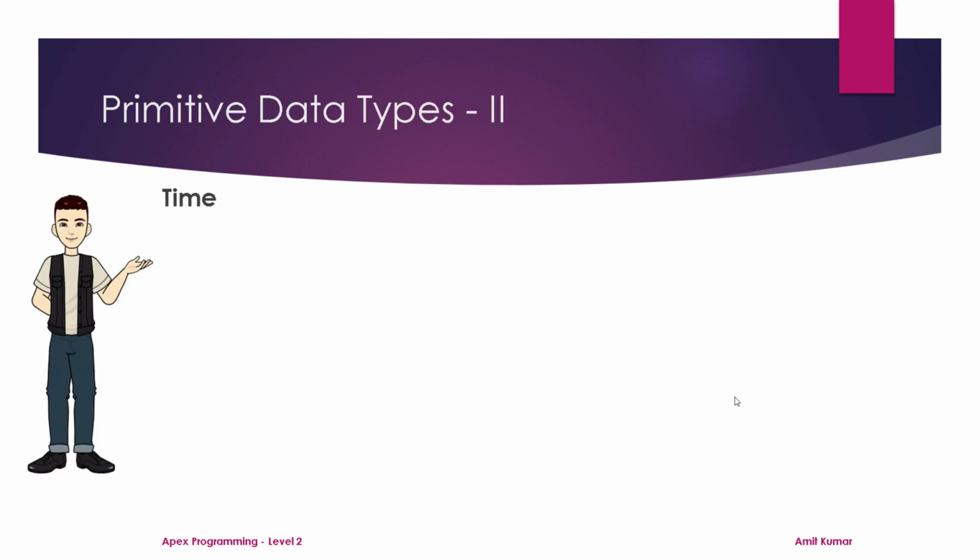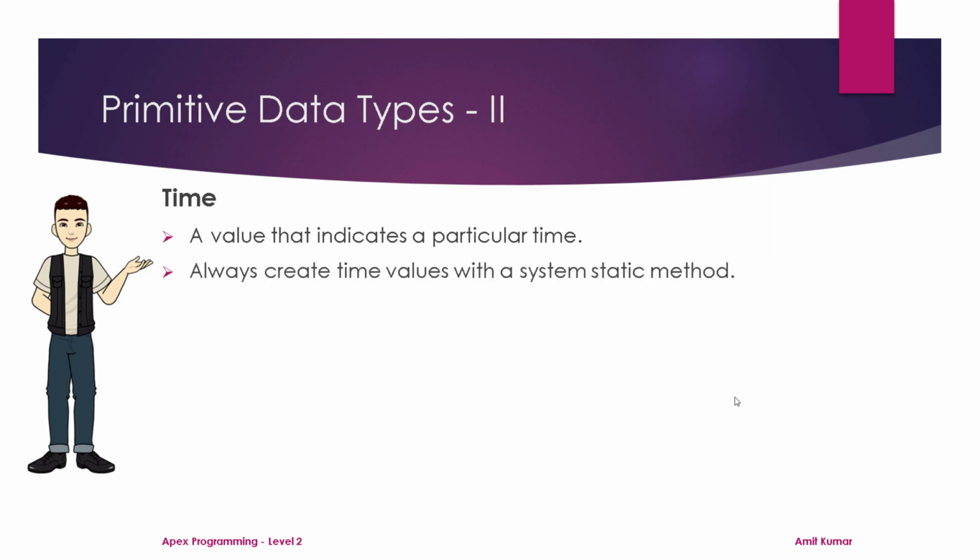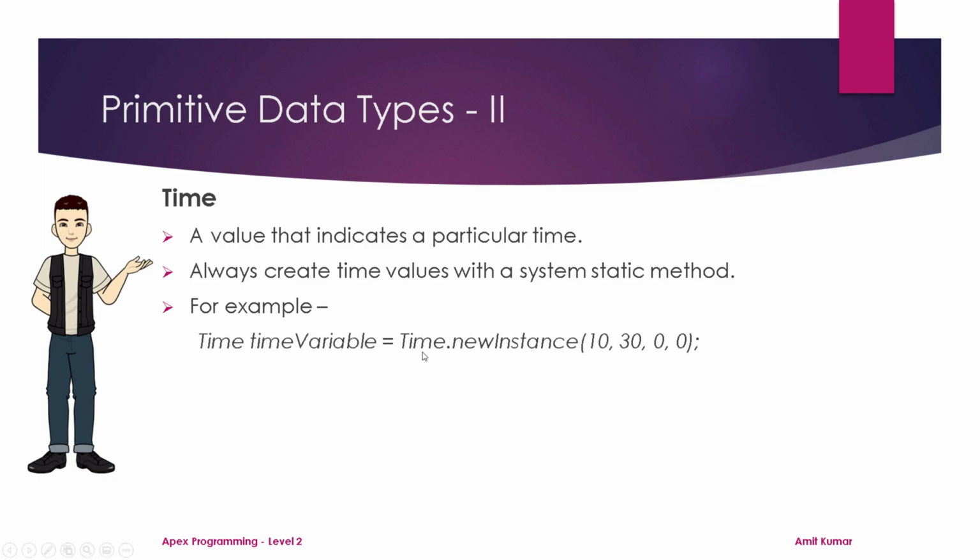The last data type for the discussion is time. It is a value that indicates a particular time. Always create time values with a system static method, like we were using for date and datetime variables. We can create a time instance like this. With the help of the newInstance method of the Time class, we can specify hour, minute, seconds and milliseconds as the parameters to it.